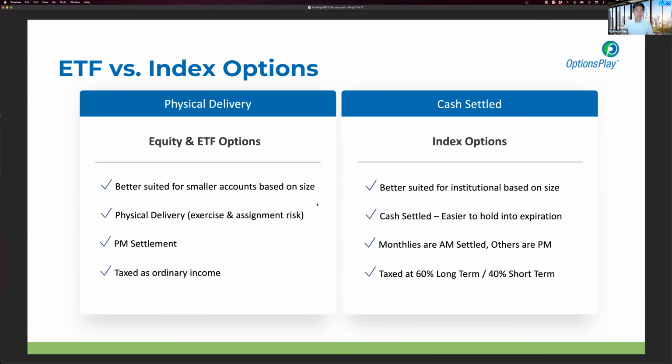So let's kick off. Let's take a look at the differences between ETF and index options. When it comes down to the difference between the two types of products, they are effectively tracking the same index, but the biggest difference is that ETF and stock options are for physical delivery and index options are for cash settlement.